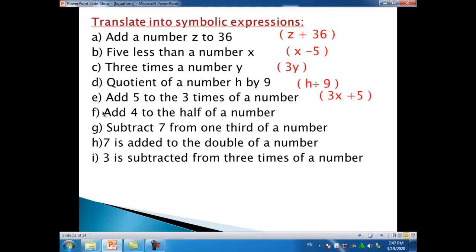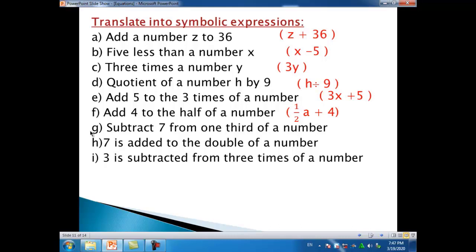Letter F, add 4 to the half of the number. What is the meaning of the half of the number? It means half of any symbol that we choose. It will be letter A. So half A, add to it 4. So the equation will be half A plus 4.